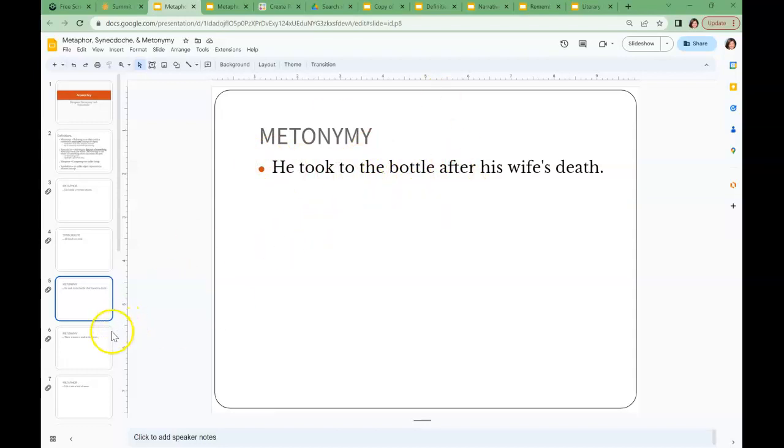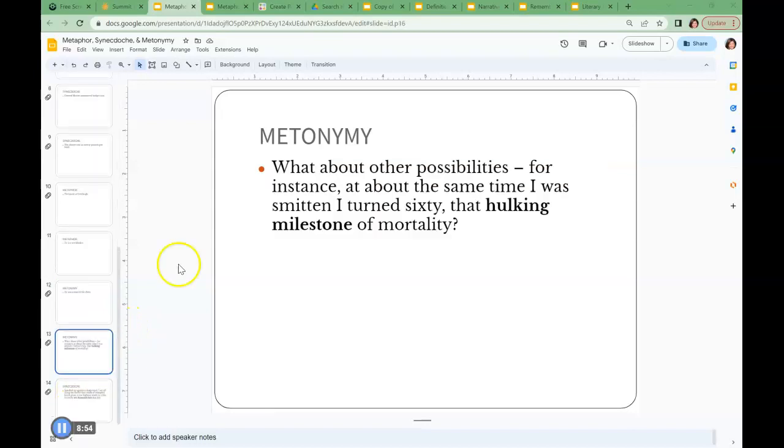Let's look at another example. This one's a little more complex. What about the other possibilities? For instance, at about the same time I was smitten, I turned 60, that hulking milestone of mortality. Oof, that's metonymy. That's hard to see.